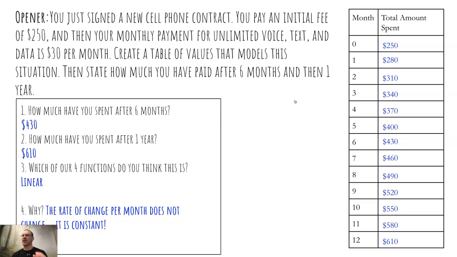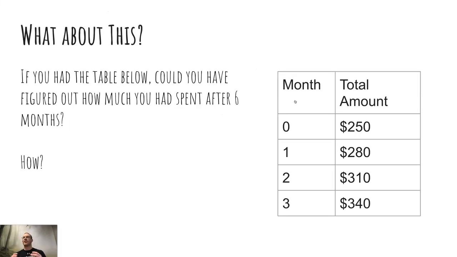Okay, so now let's take this problem, and if you want to go ahead and flip your page, we're now going to be on the back of that first page. I'm going to flip my notes here so I can see that in front of me as well. But what if the information was given to you numerically? So what if it was given to you in a table of values instead of the words like it was before? So now, if you had this information, month zero, you paid $250. Month one, you paid $280. Month two, you could pay $310. Month three, you paid $340. Could you figure out how much you spent after 6 months?